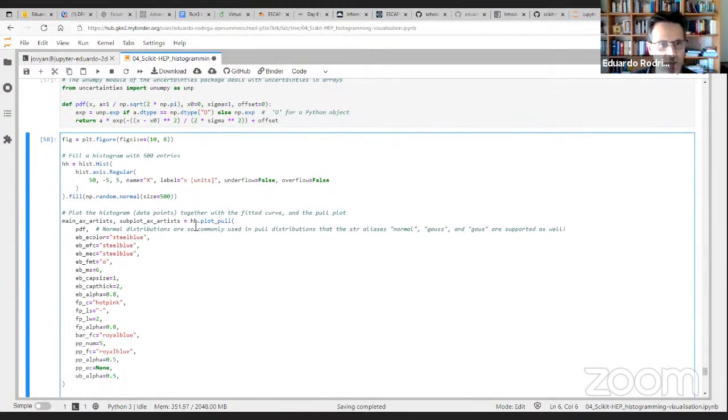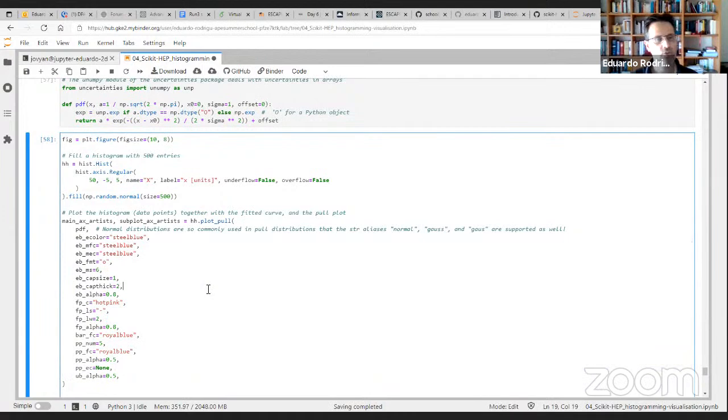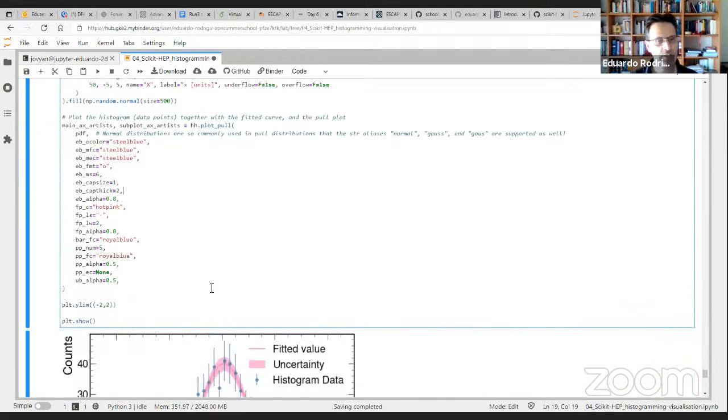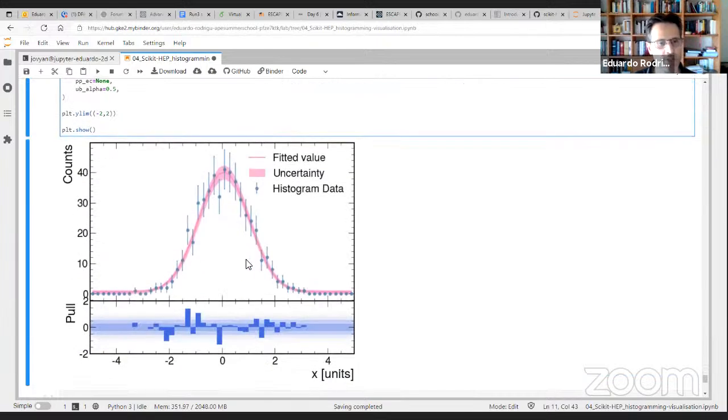And then you see the Hist provides a method called plot_pull, not just plot, which is for 1D, a typical histogram, but actually plot underscore pull for that. Again, there are lots of keywords there from matplotlib to change the feel and style. But what is important to say is that essentially this is one line. You pass it a callable, and this is what you get out.